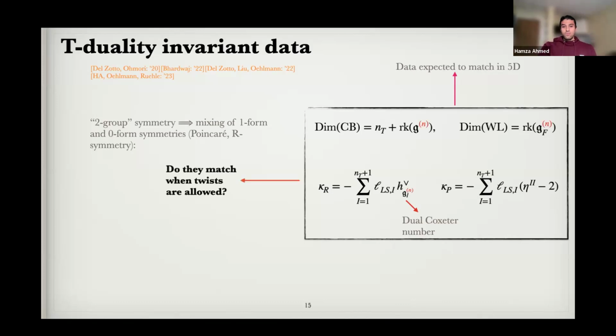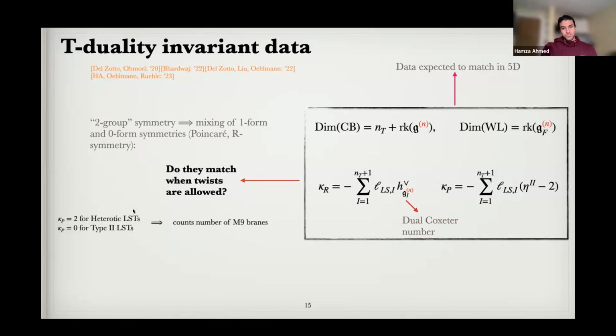And so indeed, one of the main goals of this work was to show that when we allow for twists, where this N here tells you the order of the twist, this data continues to match for T-dual theories. And in all our examples in the paper, we showed that this is indeed the case.